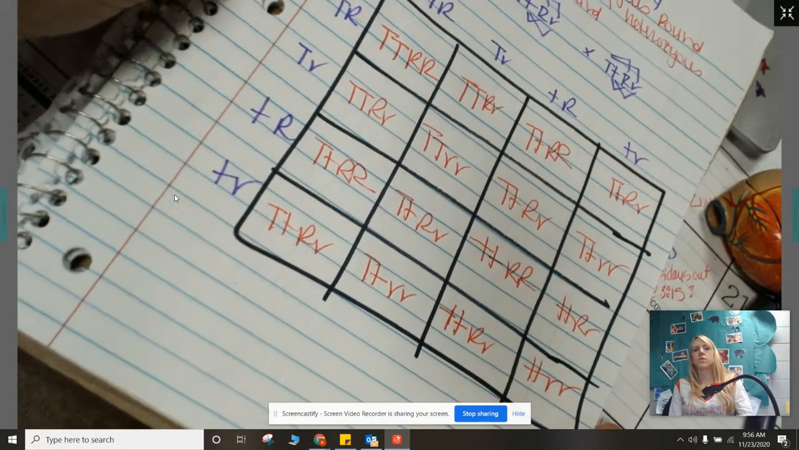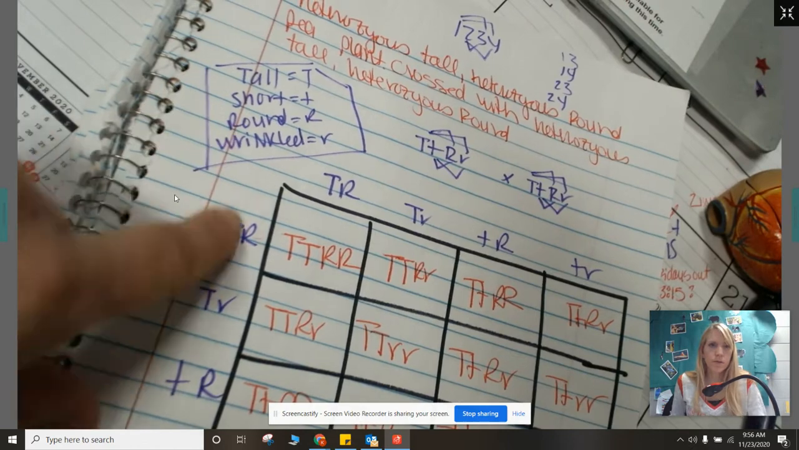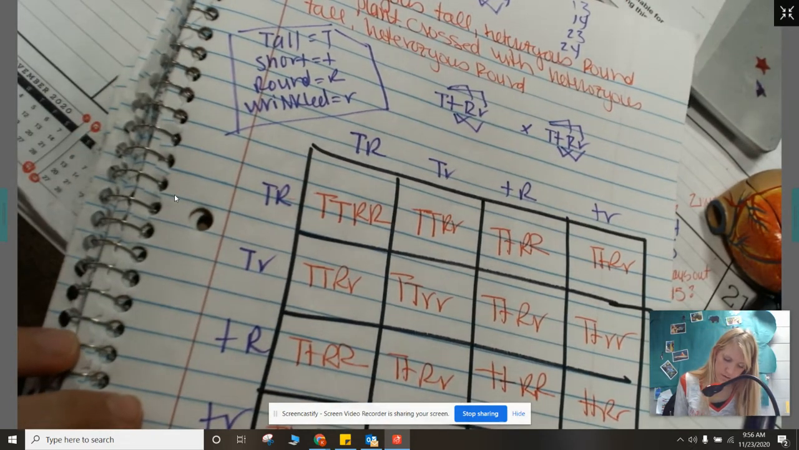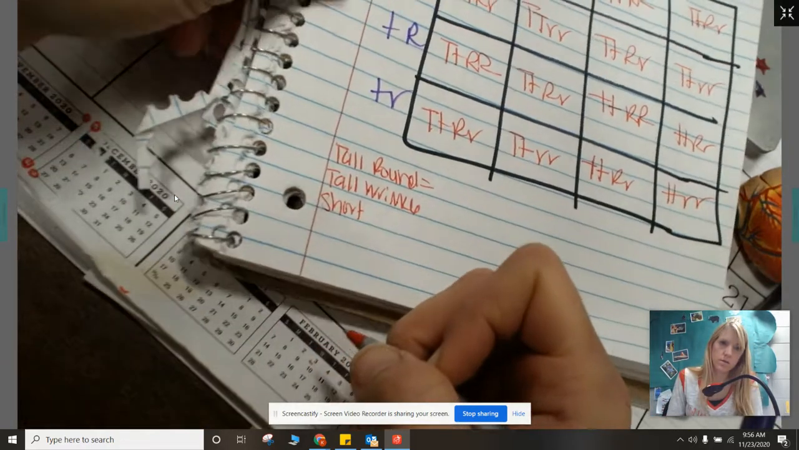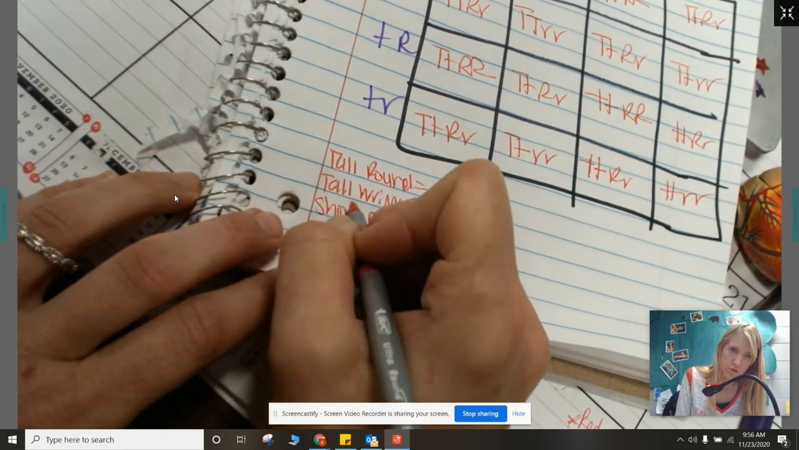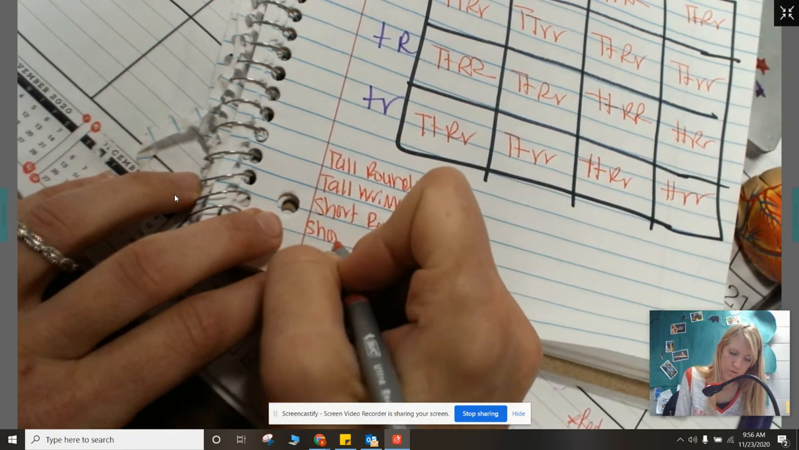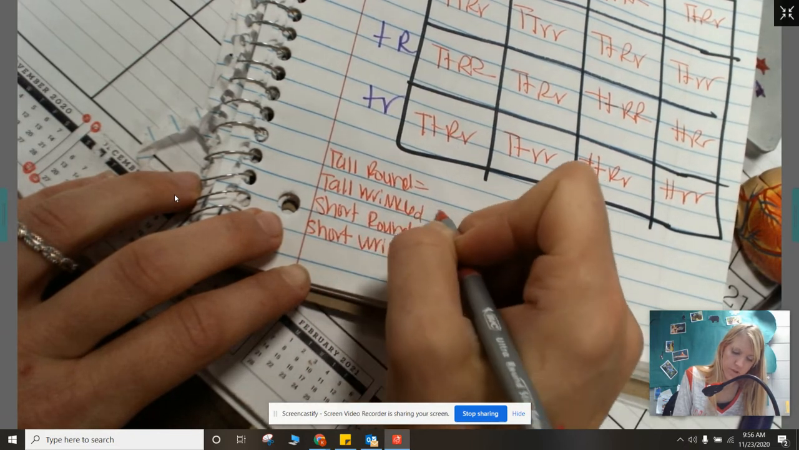Okay, so this is what I got. Count them all out. We can have tall round, dominant, dominant. Tall wrinkled, dominant, recessive. We can have short round, recessive, dominant. Short wrinkled, recessive, recessive.